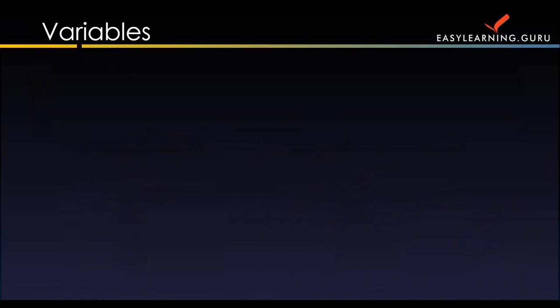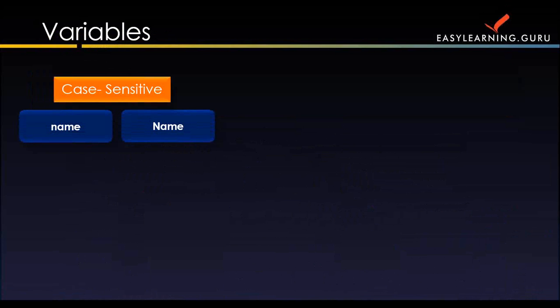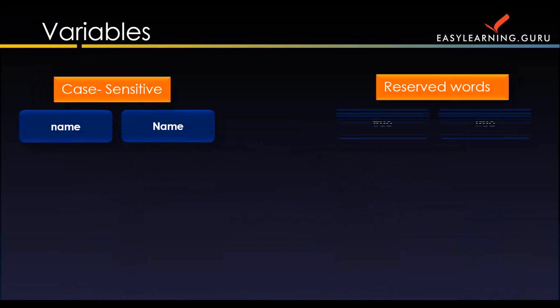Next, we'll talk about the rules of variables. The very first rule is that variables are case sensitive. That is, name with a small n and Name with a capital N are two different variables. The next rule is reserved words. A reserved word cannot be used as a variable. For example, True with a capital T cannot be used as a variable name because it is actually a boolean value in Python. If you use true with a small t, it will be considered a variable, but with the capital T, it is considered a boolean value.